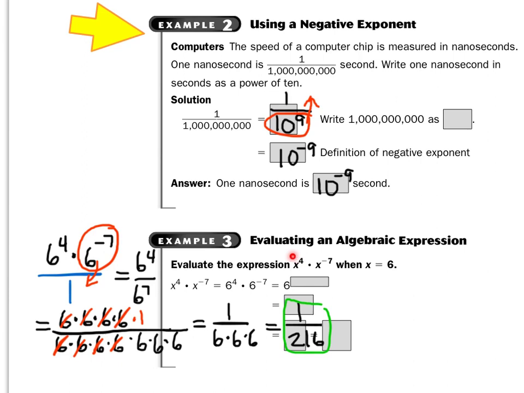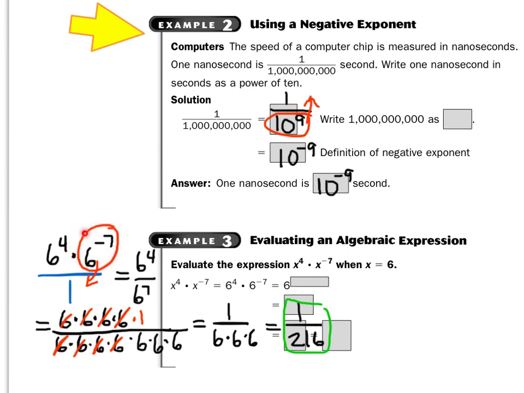They gave us x to the 4th power times x to the negative 7th power, and then they want us to evaluate when x equals 6. Alright, so the first thing I did was I put a 6 in anywhere I saw an x, and I wrote it over here. So x to the 4th power became 6 to the 4th power, and x to the negative 7th power became 6 to the negative 7th power. And then I just drew my fraction bar and put a 1 in the pool. Now, this parent and this baby are perfectly happy out of the pool, so don't bug them, leave them alone.